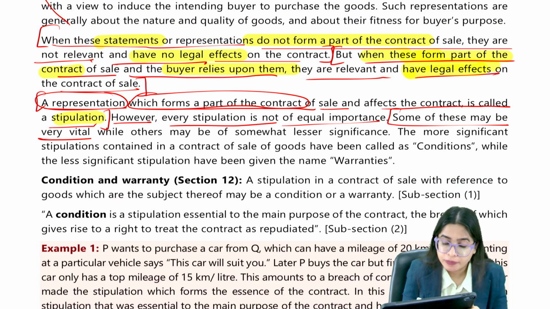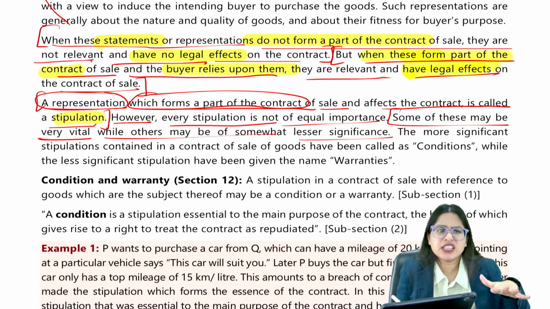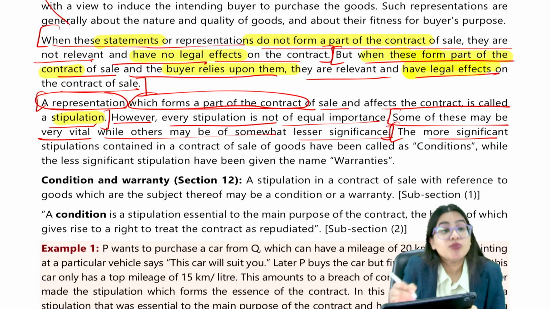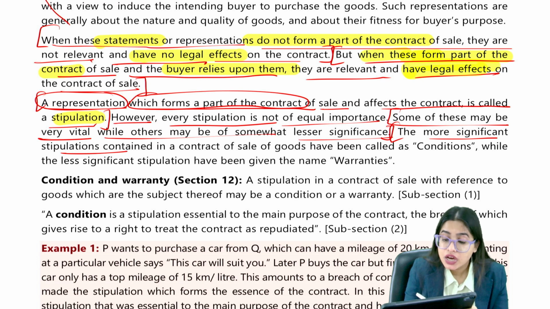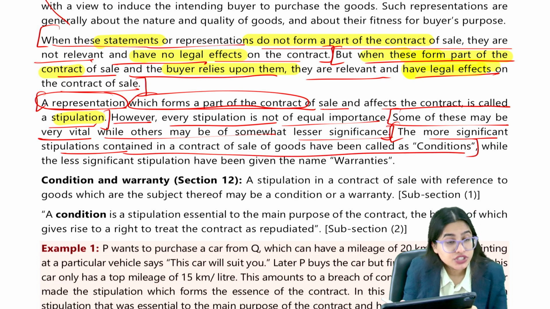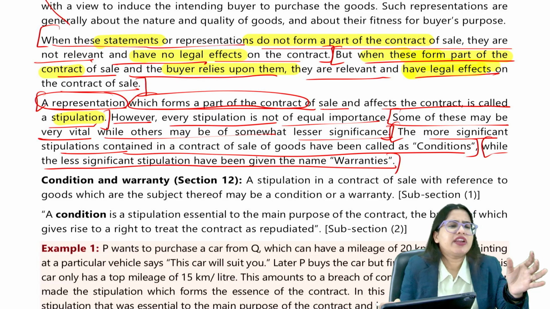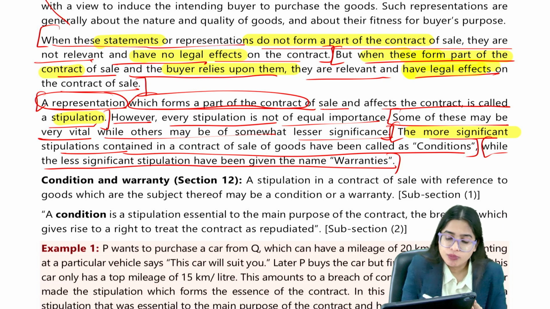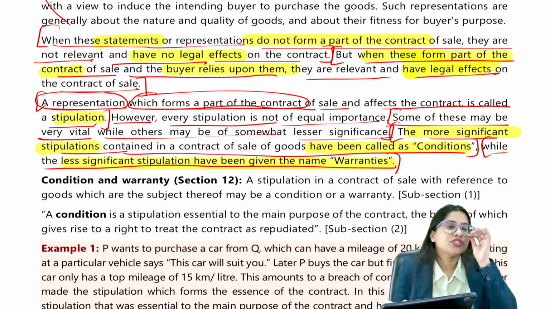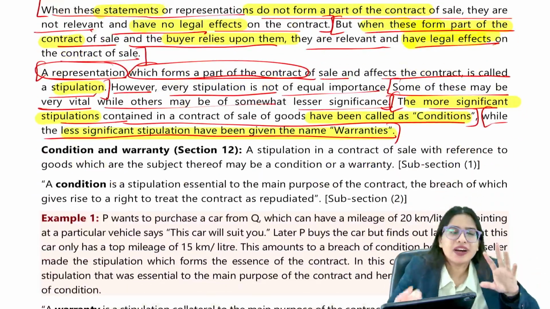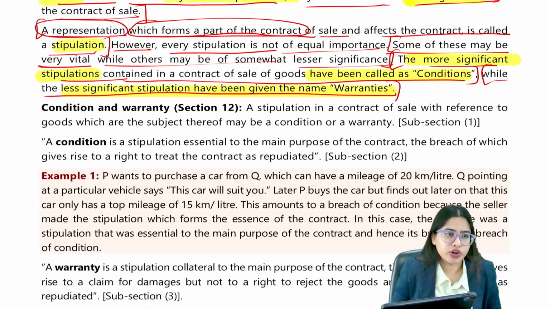Vital means important, while others may be of lesser significance. Lesser significance means less important. So the more significant stipulations are called conditions, while the less significant stipulations are known as warranties. A very nice line is written: more significant stipulations have been called conditions, however, less significant stipulations have been called warranties. So this is the basic introduction to condition and warranty.